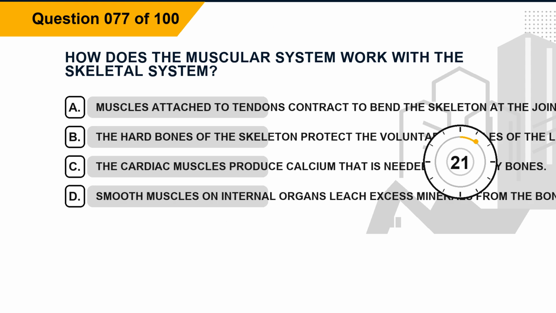How does the muscular system work with the skeletal system? Option A, muscles attached to tendons contract to bend the skeleton at the joints. Option B, the hard bones of the skeleton protect the voluntary muscles of the limbs. Option C, the cardiac muscles produce calcium that is needed for sturdy bones. Option D, smooth muscles on internal organs leach excess minerals from the bones.